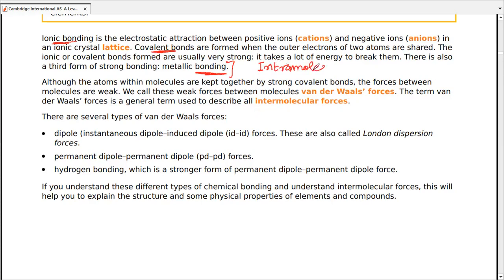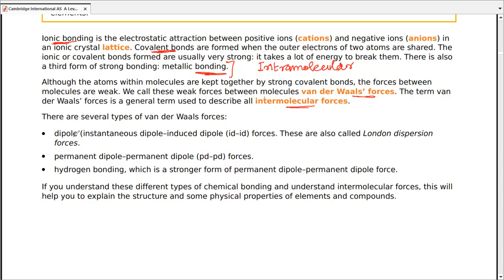The forces that are actually present inside the molecules, not in between the molecules, inside a molecule. And the terms that we are going to use to describe these will be intermolecular forces, forces in between the molecules. Van der Waals forces is a very good word for that. And they have certain types.